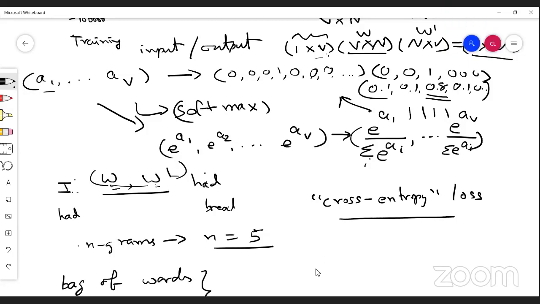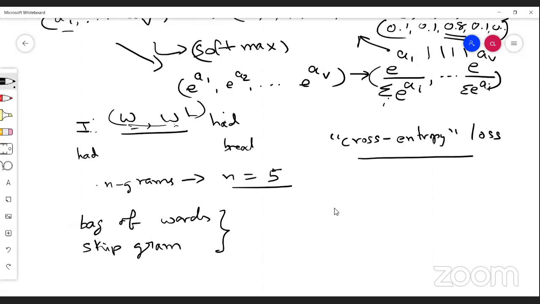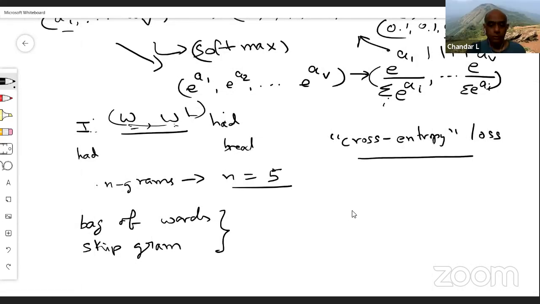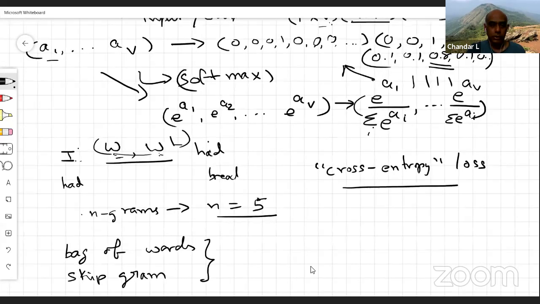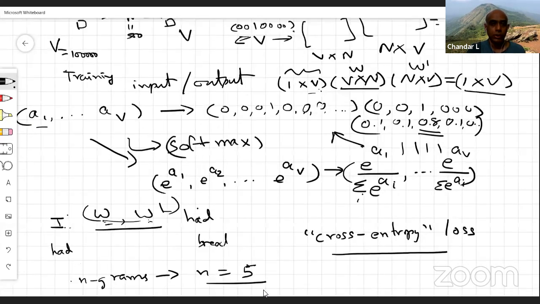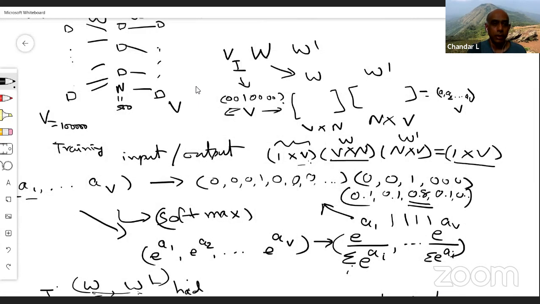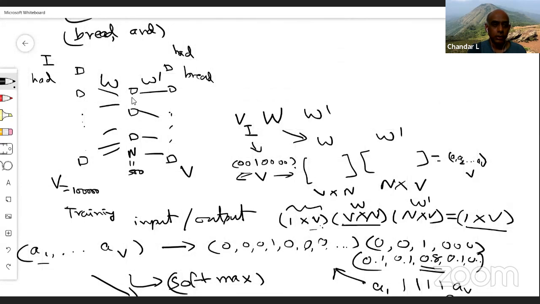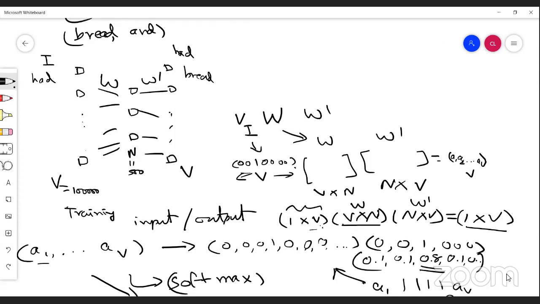Chandra, how many layers are needed typically for this? In word2vec it is just one layer. The word2vec approach is just using one single layer. That is the beauty of it. I mean, it will take a long time to train, but it is just one input, one hidden layer. So here at least you are okay.